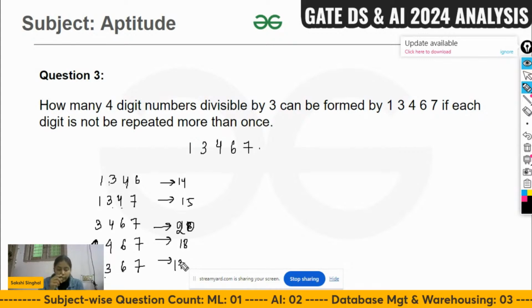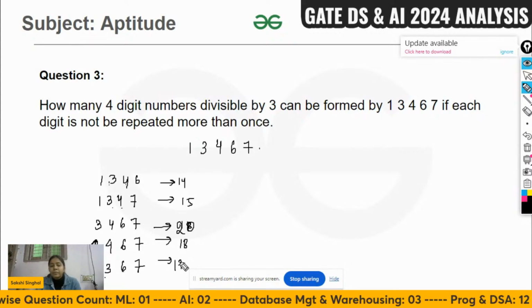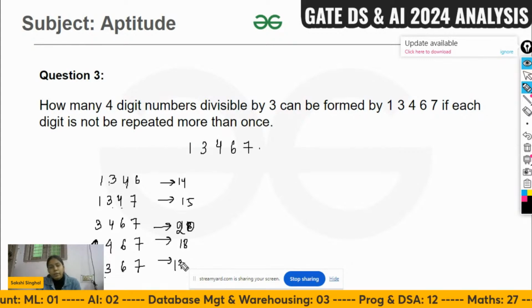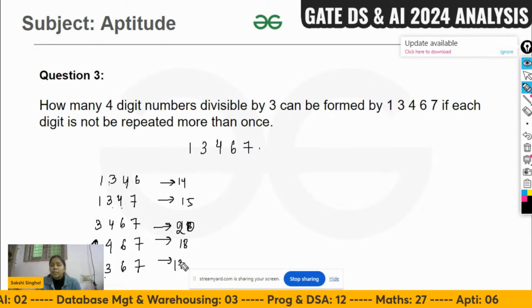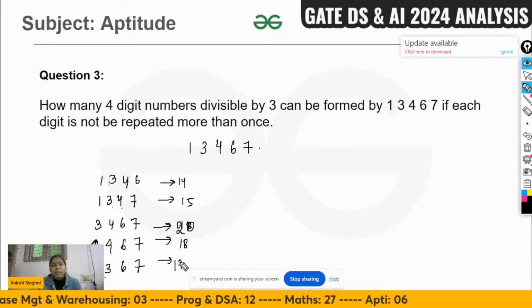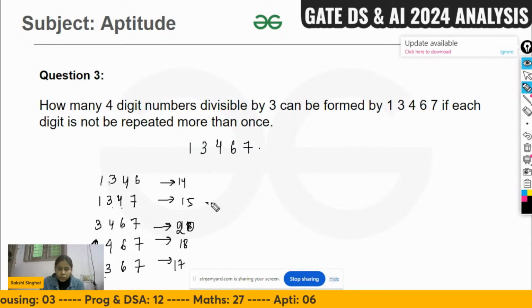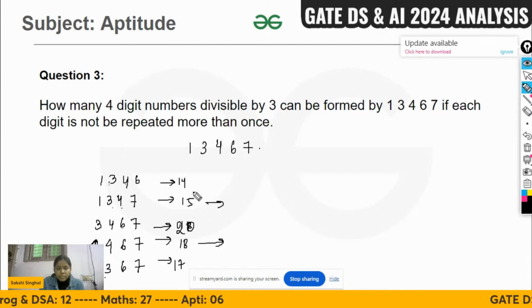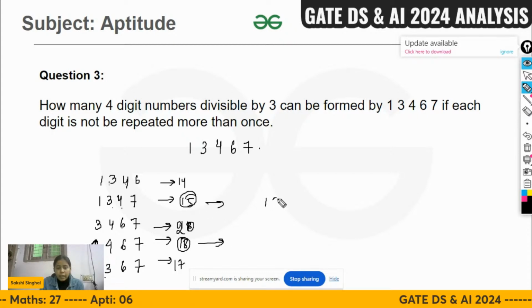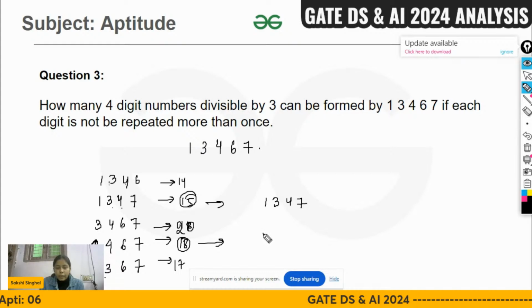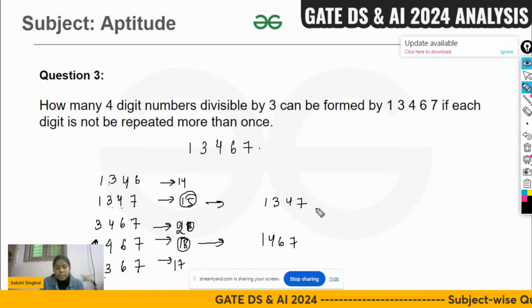So guys, if you remember the property of a number divisible by 3, if the sum of the digits is divisible by 3, then the number is divisible by 3. So in these two cases, the sum is divisible by 3. That means I have the numbers 1, 3, 4, 7 and 1, 4, 6, 7. Now I can rearrange them.